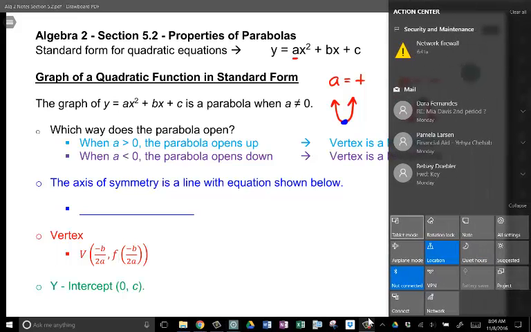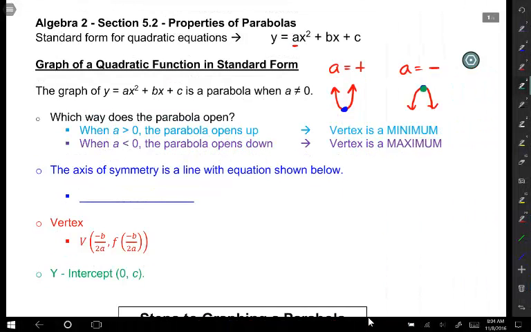Pretty straightforward there. Some people say, what about the graph? You don't need to graph it. You can recognize it just in the value of A.